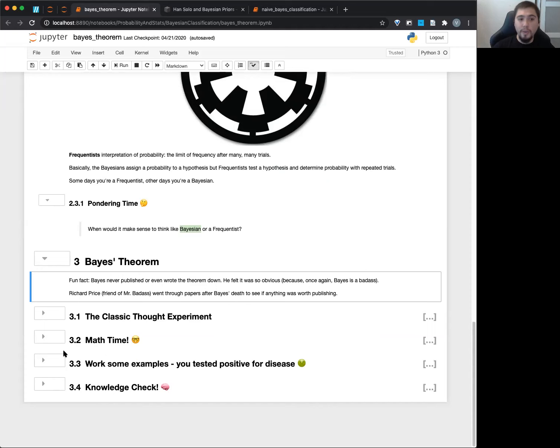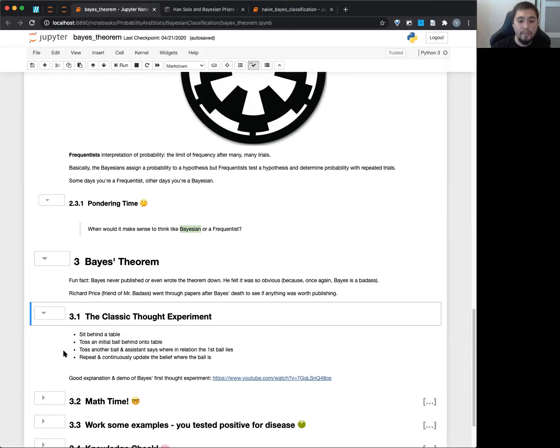So, Bayes' theorem. Really fun fact: Bayes never actually published or even wrote down the theorem that we're going to see. He felt it was so obvious that he didn't need to write it down. It wasn't until his friend Richard Price, after Thomas Bayes passed away, went through all of his papers and found this concept, and it was actually Price who wrote down the theorem describing what Bayes was talking about. I thought it was interesting because he thought it was really obvious, and we actually use it quite frequently.